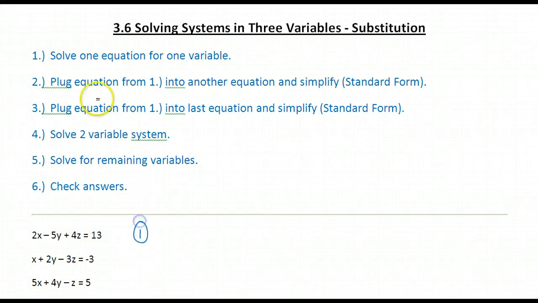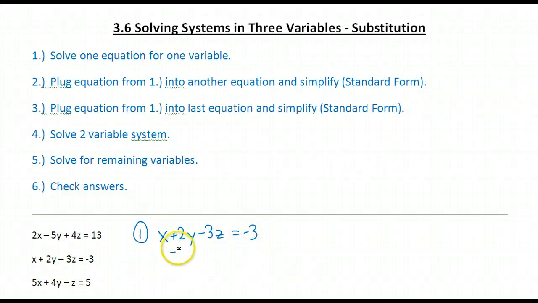Step number 1. Solve one equation for one variable. I can pick any equation and any variable. I want to pick the easiest one to solve for. In this case, I'm going to pick the x in my second equation because the coefficient here is 1. I can solve for the other variables, but it would be a little more difficult because I'd be working with fractions.